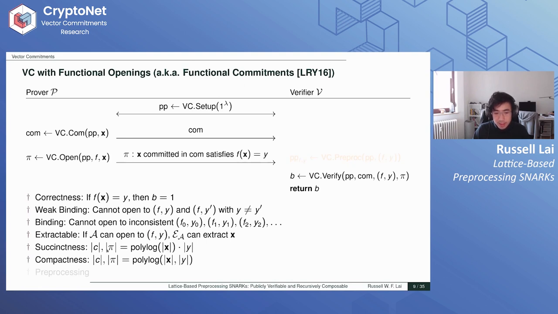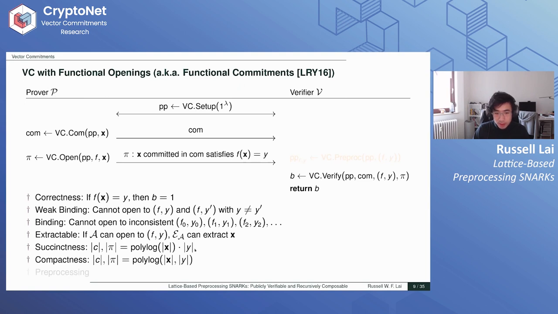But then these sizes are allowed to grow linearly in the size of the image y. So this notion of succinctness can be seen as a relaxation of the succinctness notions considered for other VC schemes, especially those constructed over groups, because there usually one would require the sizes to be independent of the size of x. But here we are a little bit more liberal and allow a polylogarithmic dependency on the size of x.